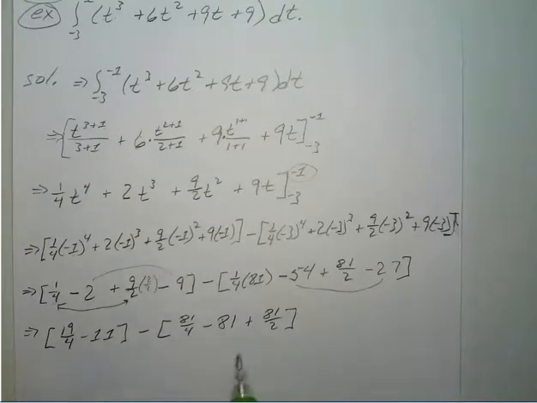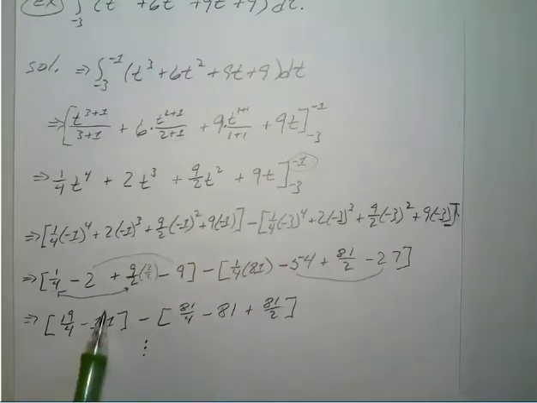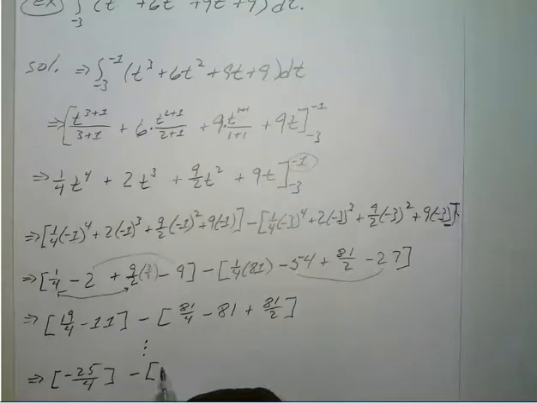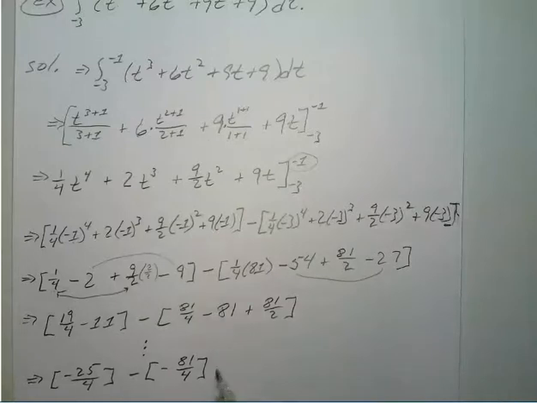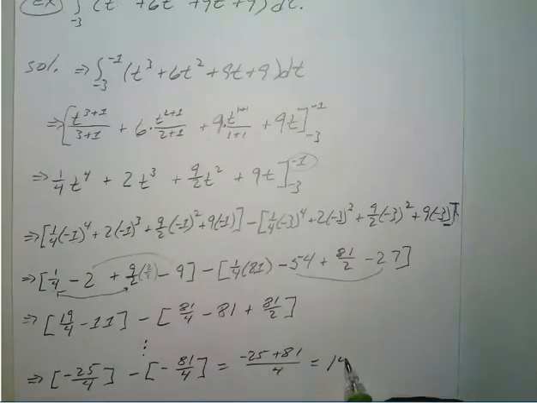Okay. So again, we combine these terms, but we're going to skip all of those steps. So we make this 44 over 4, combine those like terms, and we end up with negative 25 over 4 minus negative 81 over 4. Which of course is our negative 25 plus 81 over 4, which is equal to 14, once you simplify it.